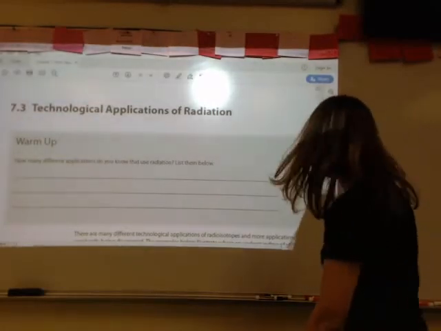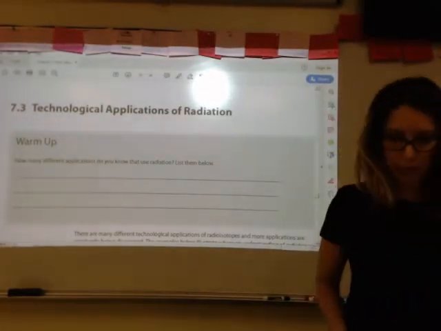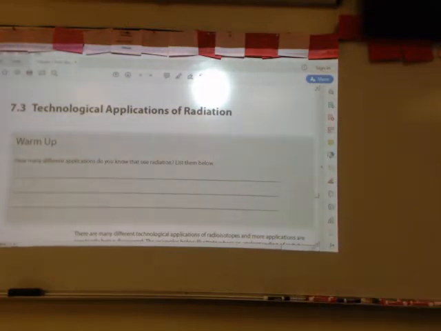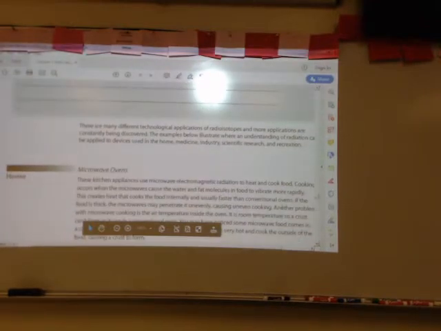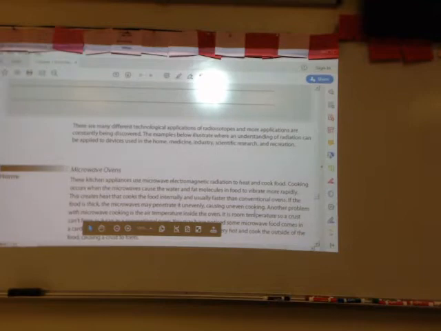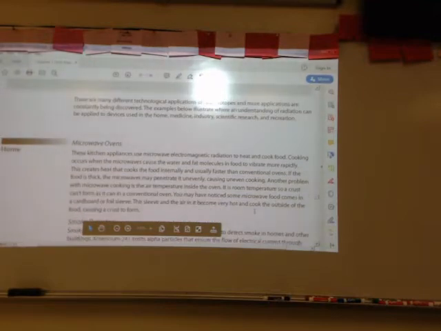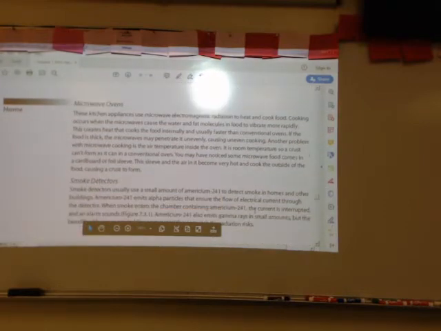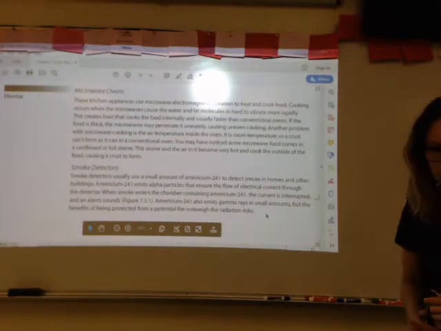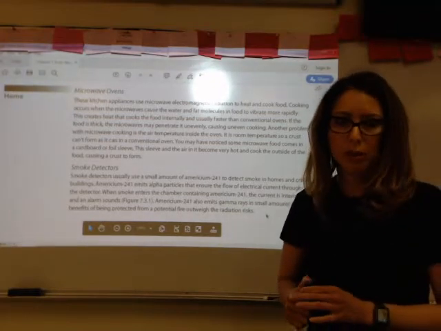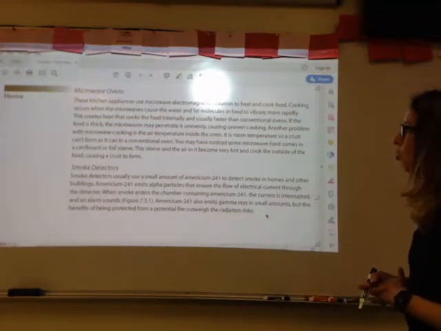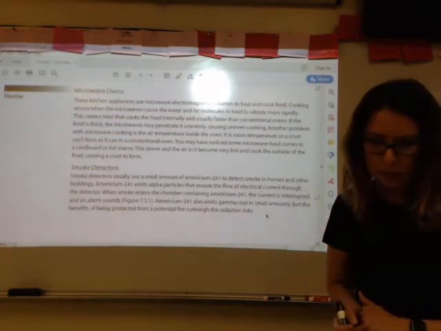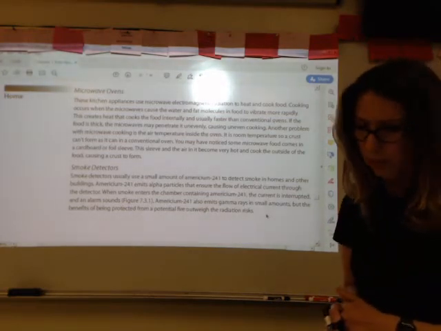Okay, let's take a look at technological applications of radiation. I'm going to skip the warm-up and scroll down. There are a lot of different applications of radioisotopes, and we're going to talk about how they are used in devices in your home and in medicine and research and recreation.